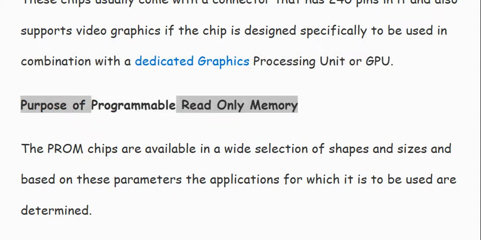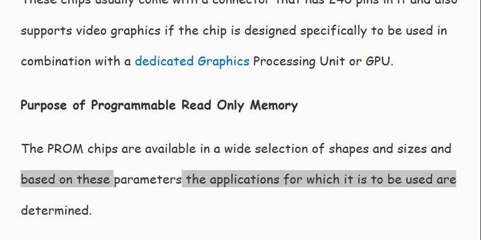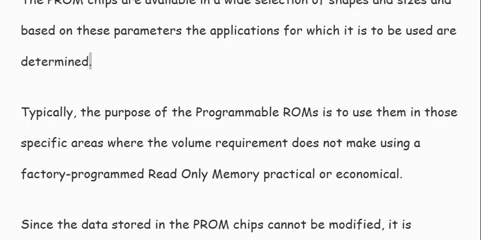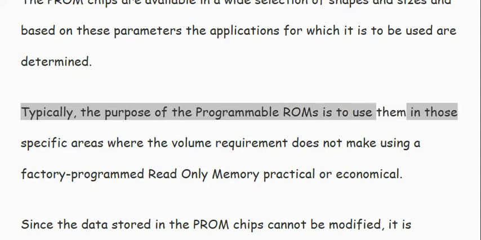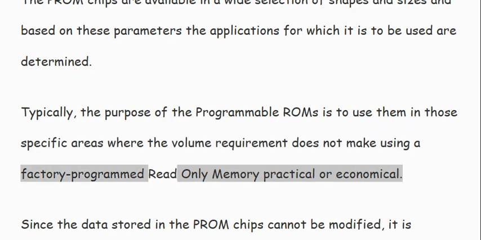Purpose of programmable read-only memory. The PROM chips are available in a wide selection of shapes and sizes, and based on these parameters, the applications for which it is to be used are determined. Typically, the purpose of the programmable ROMs is to use them in those specific areas where the volume requirement does not make using a factory-programmed read-only memory practical or economical.